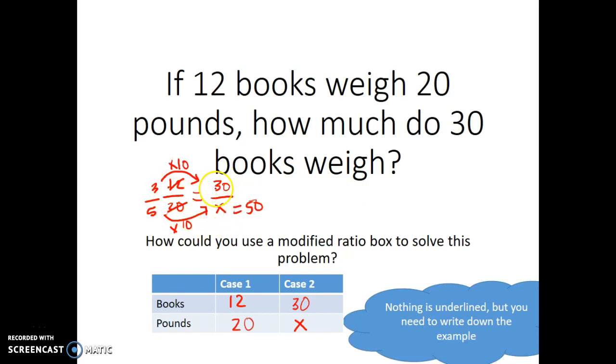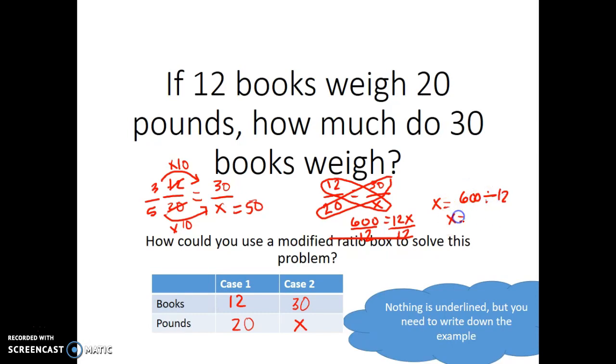If I were setting my cross products equal, what I would have ended up doing is saying 30 times 20 is 600, and that equals 12x. And then I would have to say x is equal to 600 divided by 12. And that would also give me 50.